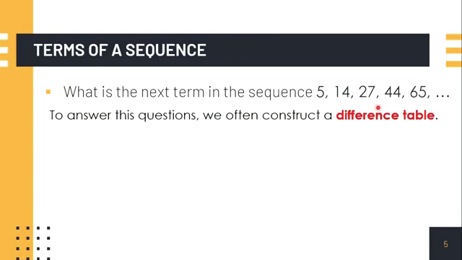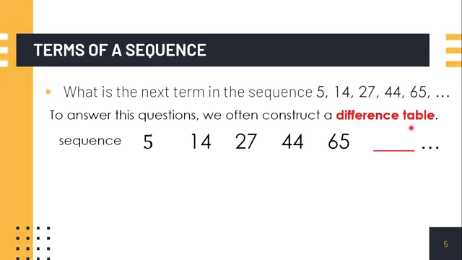To answer these questions, we often construct a difference table. So, we are going to use this method. We have a different way to get the next term in the given sequence. This time, we are using the difference table method. By using the sequence, we are going to get the differences, wherein if the differences are already equal, we can now predict the next term. How to do that?